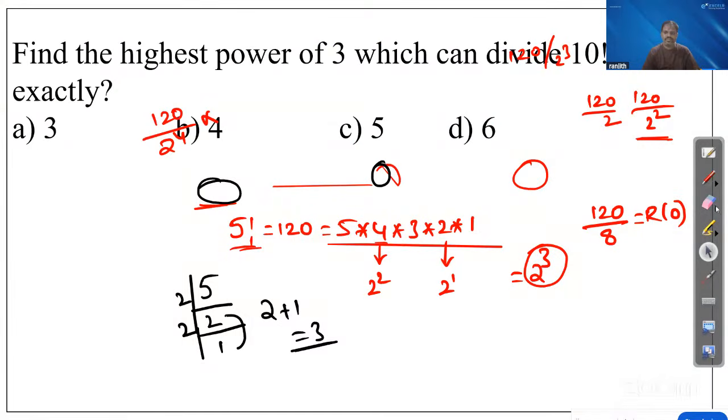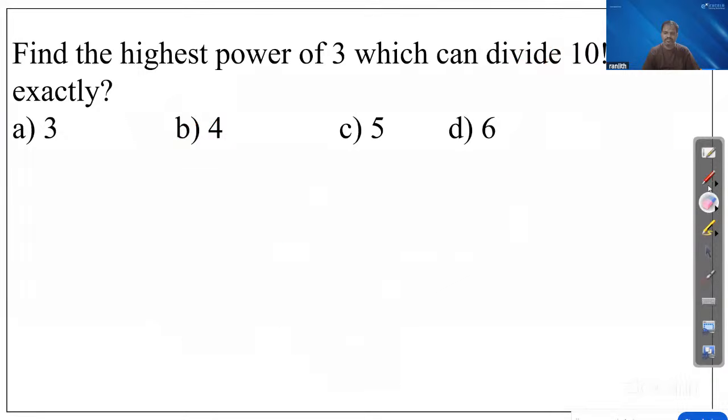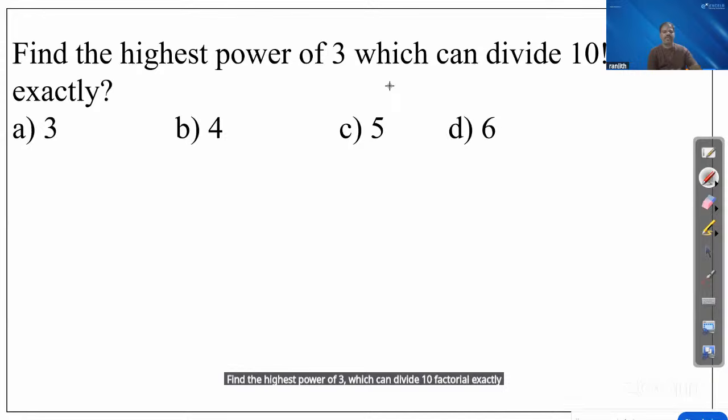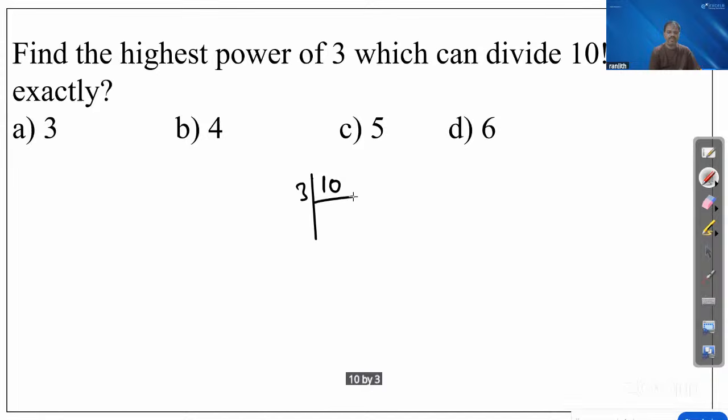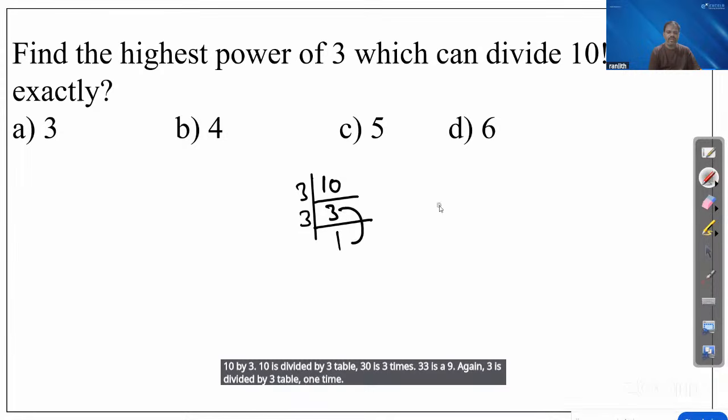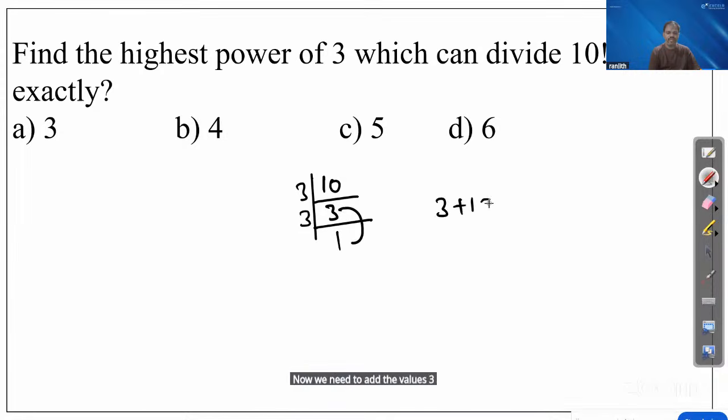Next question. Find the highest power of 3 which can divide 10 factorial exactly. 10 factorial can be written as, 10 divided by 3, that is 3 times, 3 threes are 9. Again 3 divided by 3, 1 time. Now we need to add the values. 3 plus 1 is equal to 4. So the highest power of 3 which can divide 10 factorial will be equal to 4, that is the answer.